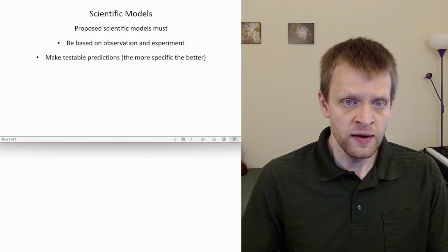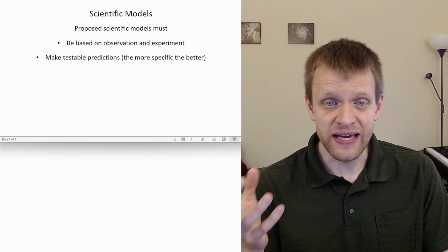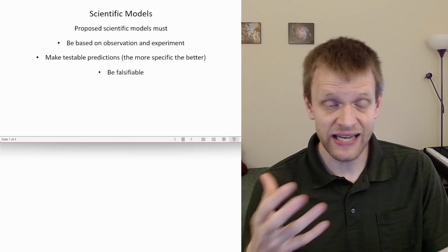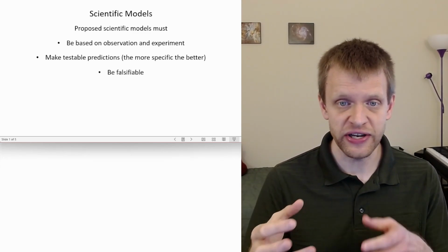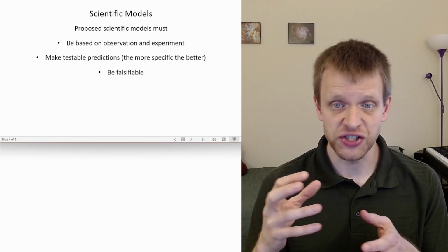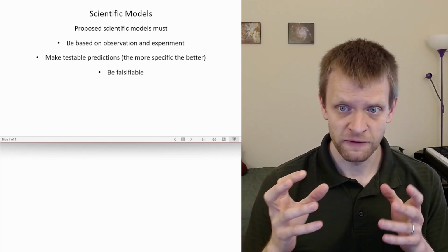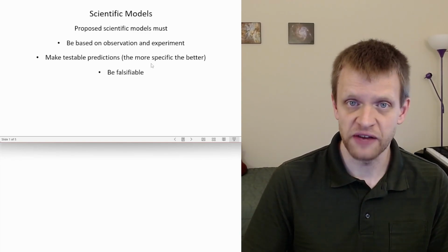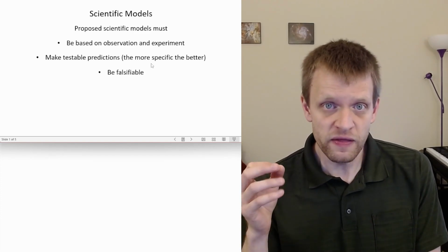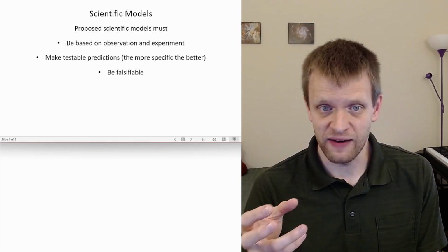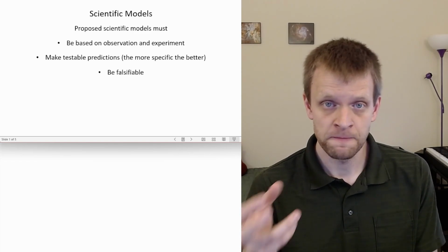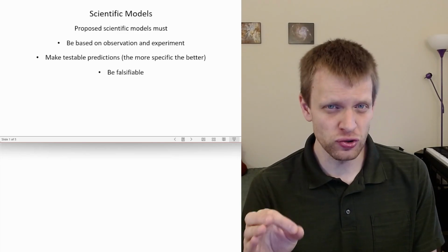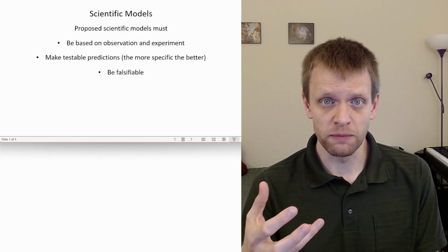Okay. These models have to be able to make testable predictions that are falsifiable. In the last video in this series, we talked about how these ideas of being able to make specific predictions and falsifiability are closely linked together. The more specific the prediction that I can try to make, the greater the opportunity we have for that model to be falsified.